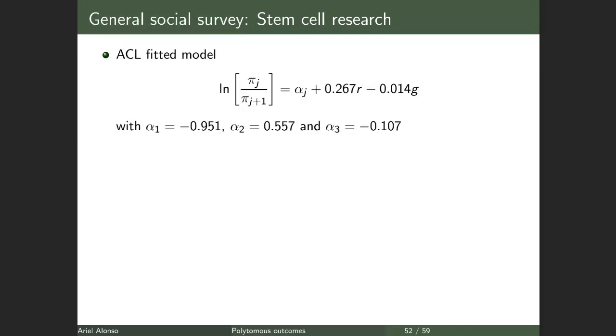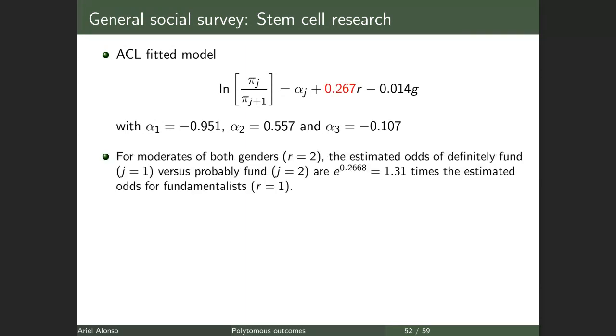And here we have our fitted model, with the effect of gender and religious belief. And so, for instance, if you look at the coefficient of religious belief, which is approximately 0.3, then you see that for moderates in both groups, moderate is when R is equal to 2.